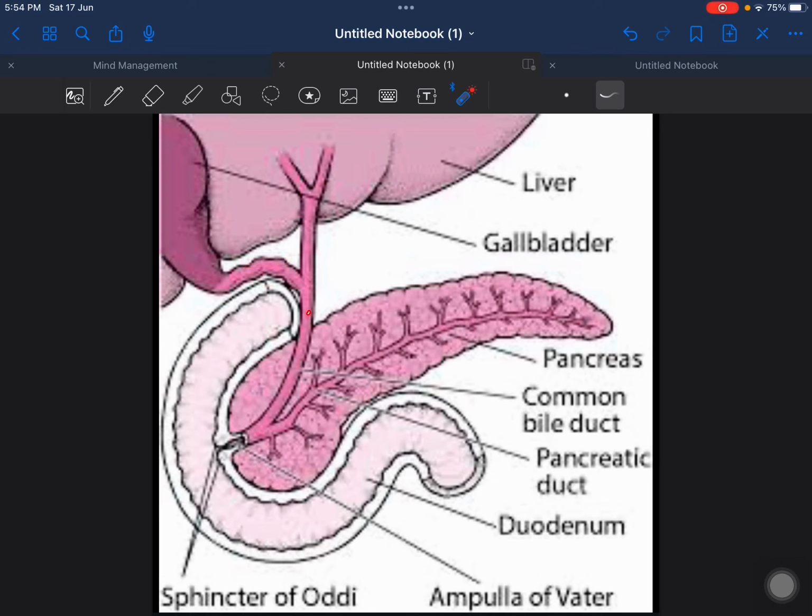hepatic duct. Together they are forming the common bile duct, and this together forms the hepatopancreatic duct by merging with the pancreatic duct, which opens at the second part of duodenum at sphincter of Oddi. So this is how generally pancreatic enzymes are secreted in the acinar cells and conducted through the tubules or ducts and released in the second part of the duodenum.